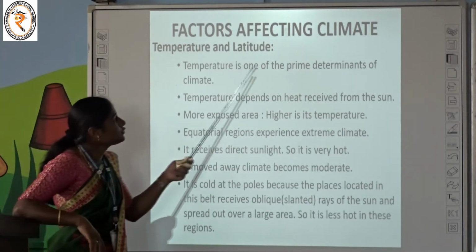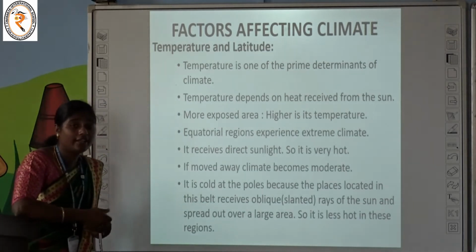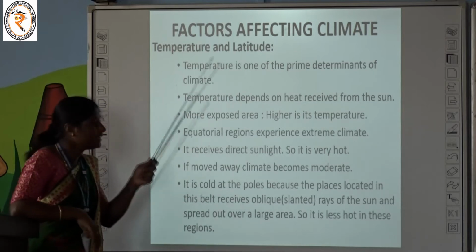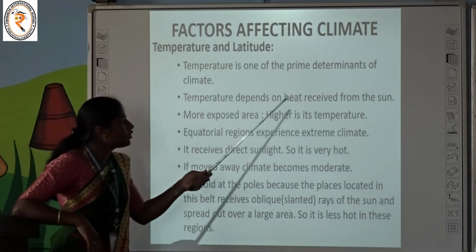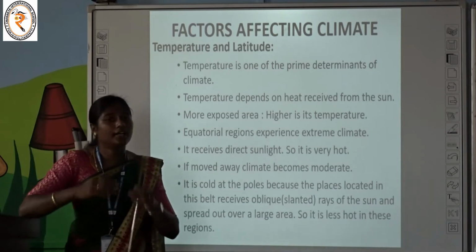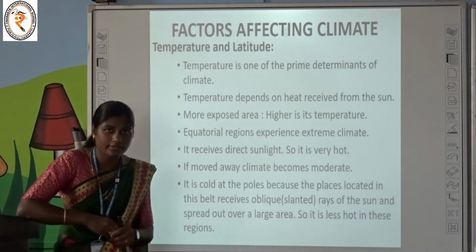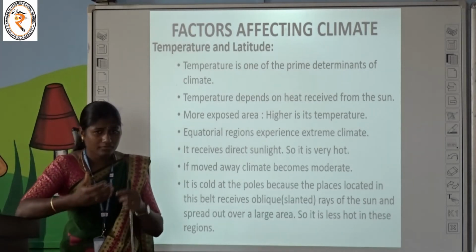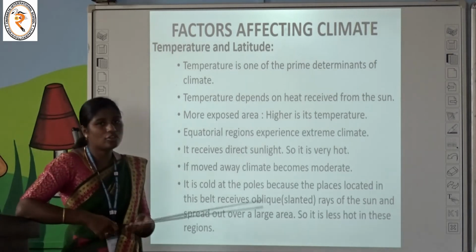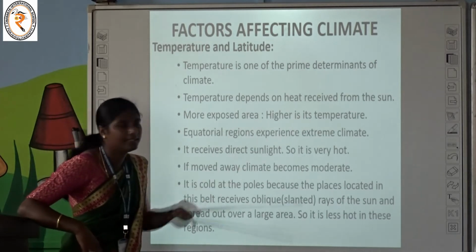So temperature is one of the prime determinants of climate. Using temperature we can find out the climate of a certain area. And temperature depends on heat received from the sun. So what is temperature? The earth receives sunlight. Yes, the sun rays will fall on the earth, and according to the heat which the sun gives, from that we determine the temperature of the area. And the more exposed the area, the higher is its temperature.